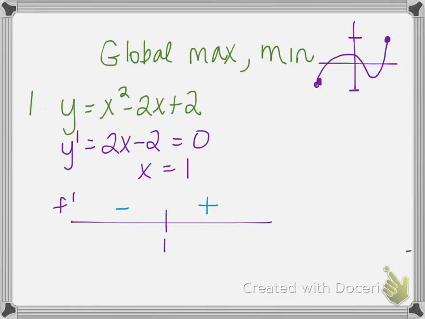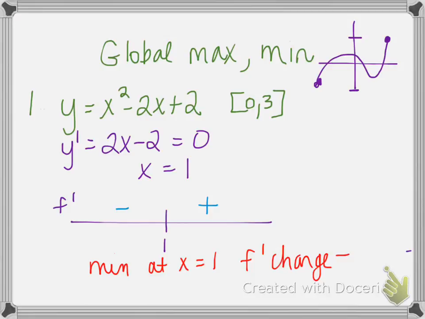Let's see, I forgot to tell you what interval we were looking at here, because there's an interval. It's important to know that for this particular problem, there wouldn't have been a global max or min. There would just have been a min at 1, but because I'm giving you an interval, I'm telling you that it stops and starts. It starts at 0 and then it stops at 3. So there is a local min at x equals 1 because f prime changes negative to positive.